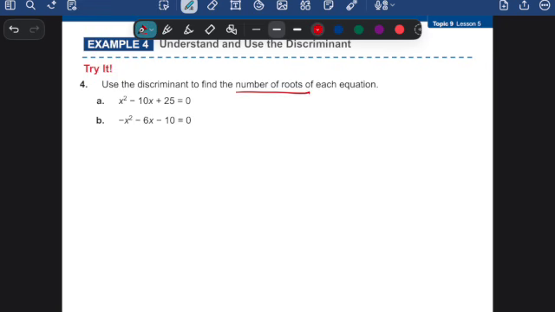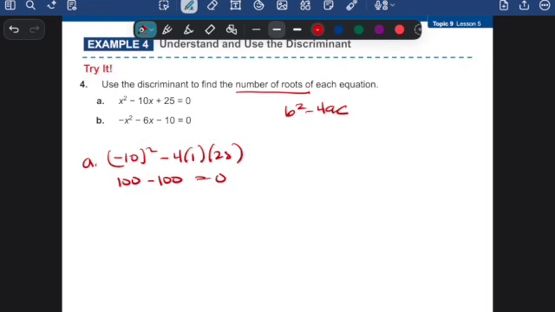Try it number 4, use the discriminant to find the number of roots. So we don't even need to solve, we're just saying how many solutions will there be. Okay, so we're just looking again, b squared minus 4ac. For part A, what is b squared? It's negative 10. Okay, I'll write it out. Negative 10 squared minus 4 times 1 times 25. This is 100 minus 100 equals 0. So there is 1 solution, or 1 root.